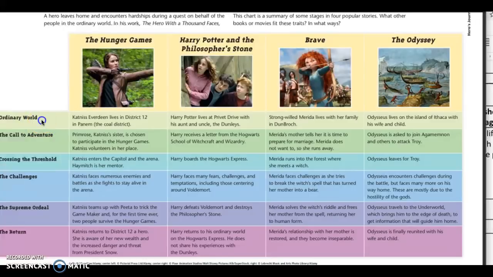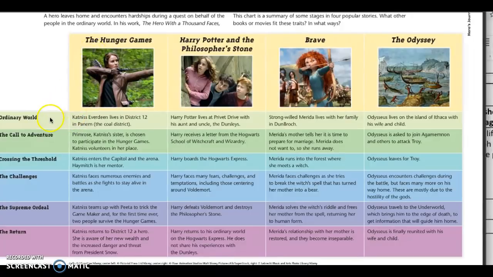First, we have the steps: ordinary world, the call to adventure, crossing the threshold. And across the top, we have 4 different texts, 3 of which are movies: The Hunger Games, Harry Potter, Brave, and a heroic mythic tale from Greece called the Odyssey, which we'll learn more about later.